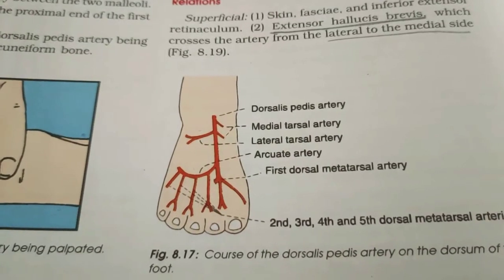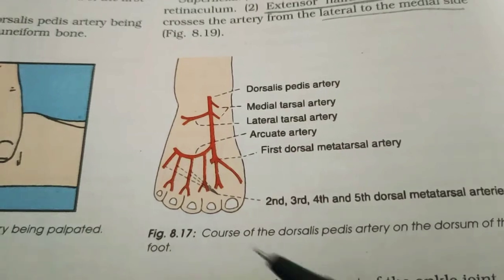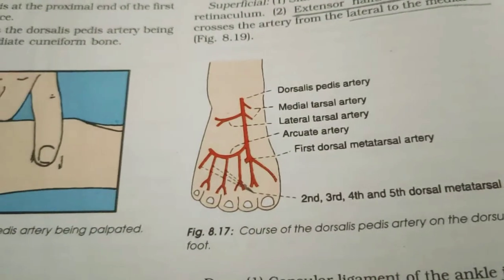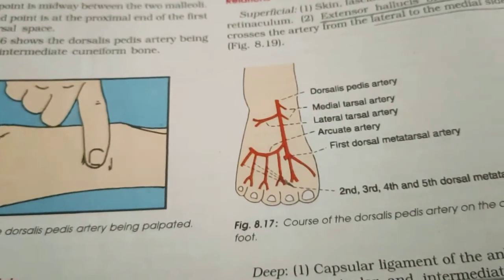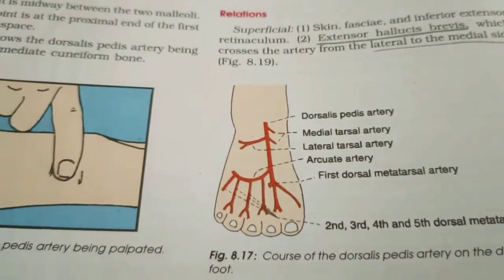So the dorsal metatarsal arteries are joined by proximal and distal perforating arteries from the sole. Okay, so mainly there are proximal and distal perforating arteries from the sole, and they will also come and join these dorsal metatarsal arteries which are coming from the arcuate artery.